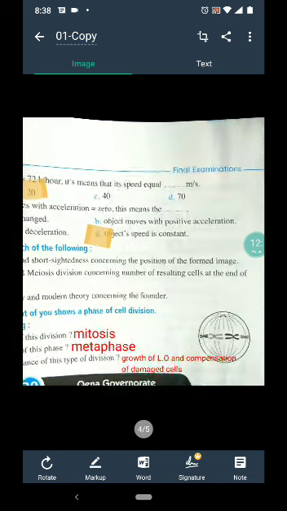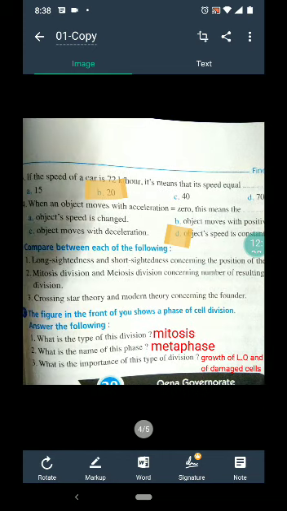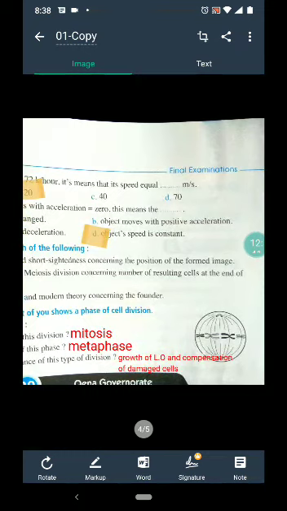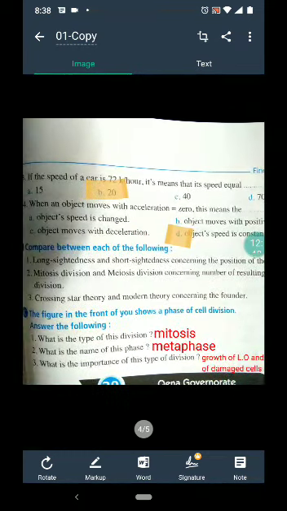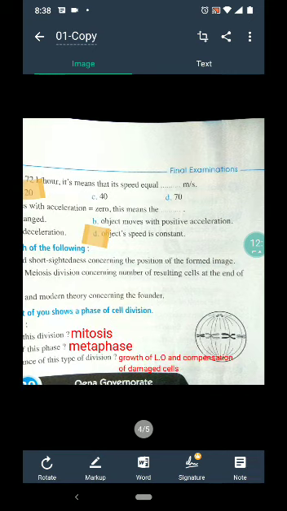The last question: the figure in front of you shows a phase of cell division. Number 1, what is the type of this division? We can see it in the figure here. This is mitosis. What is the name of this phase? We can see here the chromosomes arranged at the cell equator, so it is metaphase. What is the importance of this type of division? The importance is the growth of living organisms and the compensation of damaged cells.